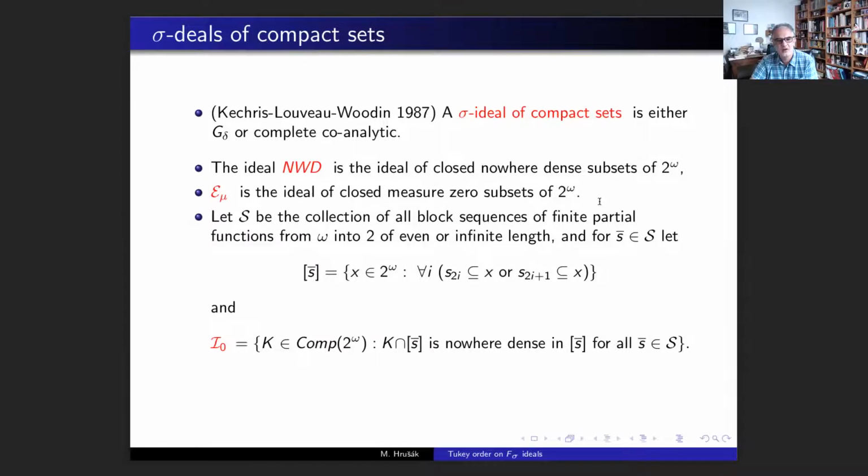I included another ideal I0, which I will not define. If you want to read it, you can read it. It was introduced by Justin Moore and Slawek Solecki to disprove an early conjecture. They were just wondering whether the nowhere dense ideal is actually maximal in the Tukey order about all these sigma ideals of compact sets. It turned out that it's not.